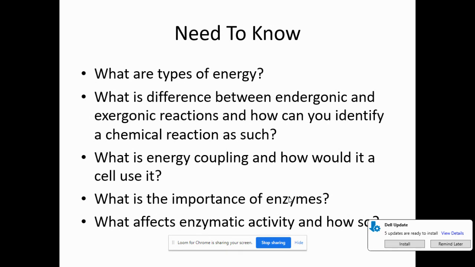All right. And what are the different factors that we talked about that can affect enzymatic activity? All right. And how do they do that? Which ones speed up enzymatic activity? Which ones slow them down? And how do they do those things?